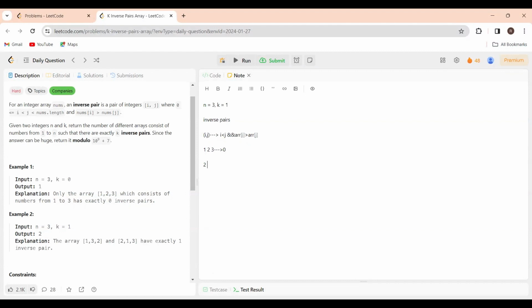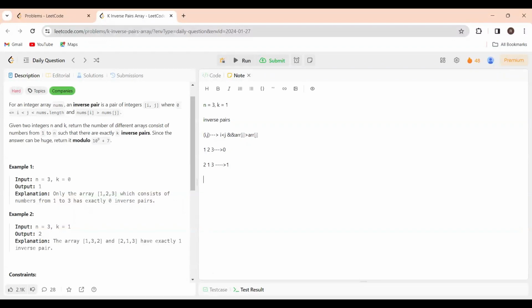So if we keep two as a starting element, how many pairs can we make? The remaining elements will be one and three only, right? So at most we can make one pair, right? Because how many elements are there before 2? From 1 up to that number, there is one number. So until one, we can make one pair with 2 as a starting element.